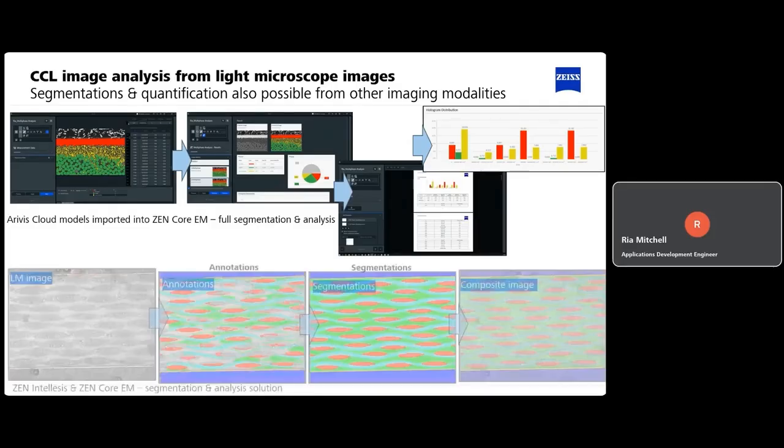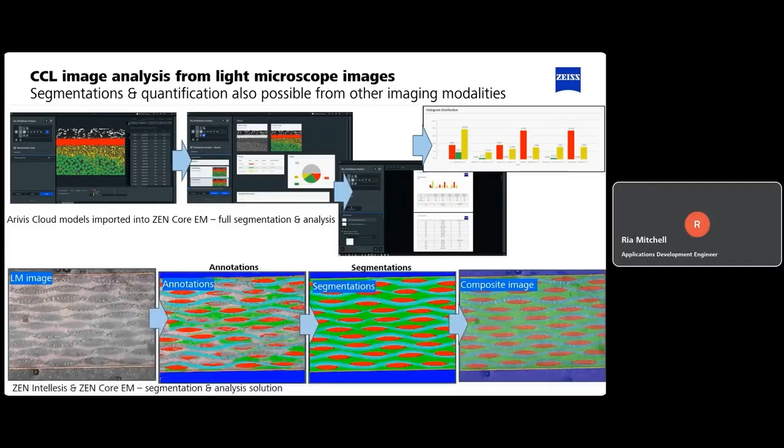One other thing I just wanted to touch on very quickly is that the 2D image analysis doesn't have to be done just for FE-SEM images. We can do it for any image, really. Here is an example of a cross-section through the copper-clad laminate taken on a light microscope, where we're able to create some very simple annotations. We can create from that some very simple segmentations, and then a composite image at the end, which then allows us to do some further segmentations.